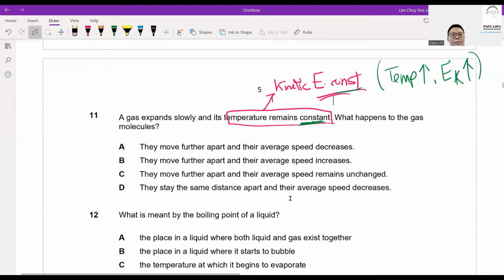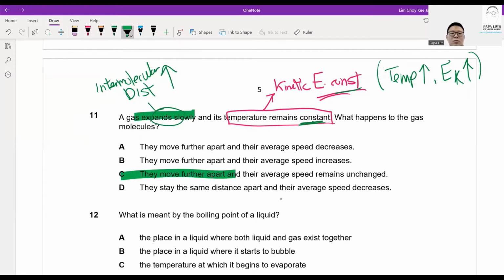Then the next thing is if I'm expanding slowly. Expanding slowly means the object is getting further and further away. So expanding slowly means the intermolecular distance is getting further and further away. If not, how am I going to be expanding? So I expand because the intermolecular bonds are getting further and further away. So for question 11, what we are looking at is the green color one here. The green color, they are moving further and further away. This is what they mean, expand slowly.